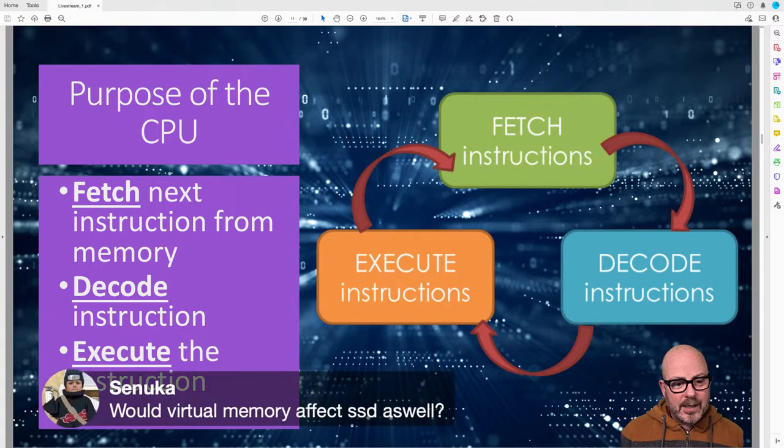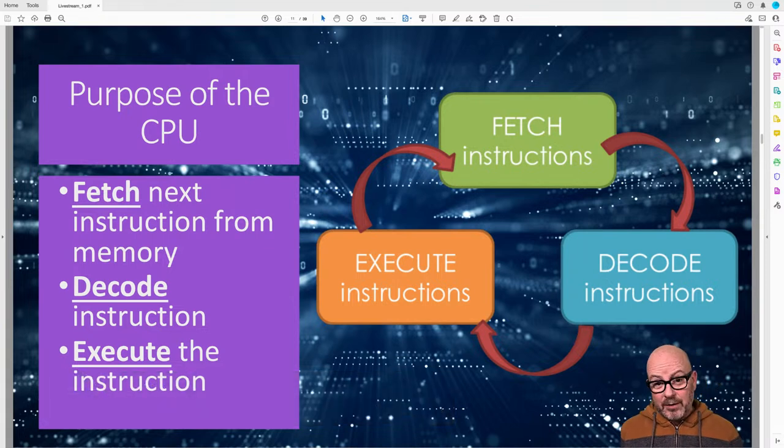Would virtual memory affect an SSD as well? Yeah, it's the same thing. It's a bit like comparing a professional camera with an amateur camera. Even though RAM and your hard drive do the same thing, in that they store data and allow data to be read and written, there's a reason the cameras the paparazzi have cost you £6,000. They can take 600,000 images, whereas the ones you buy in Dixons or Currys can maybe take 80,000-90,000 images. So it's what they're designed for, and that's not what your SSD or your magnetic hard drive is designed to do.